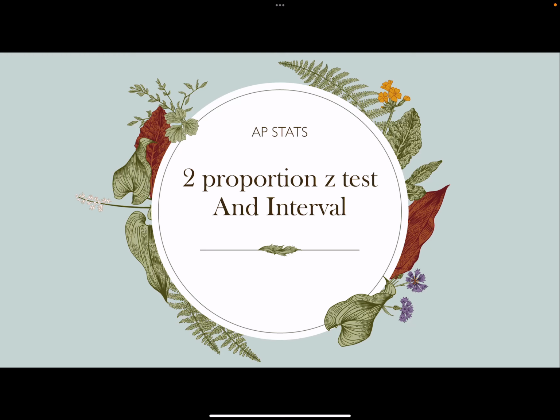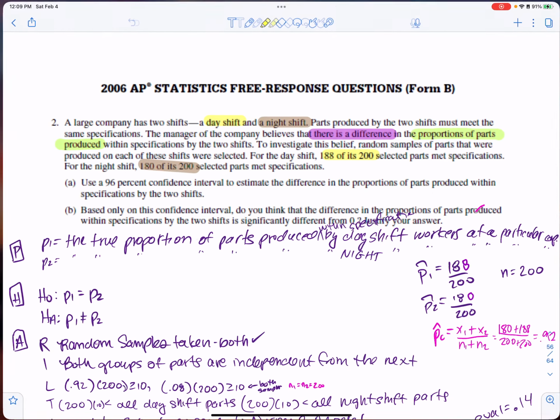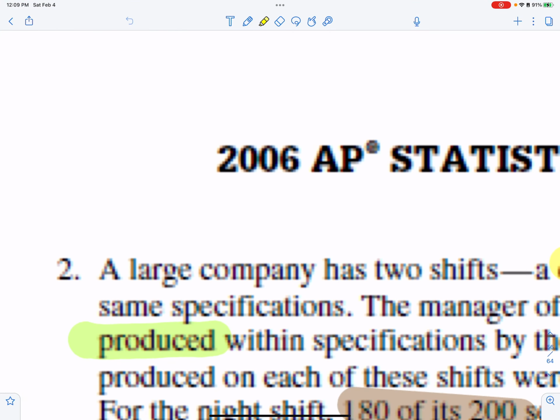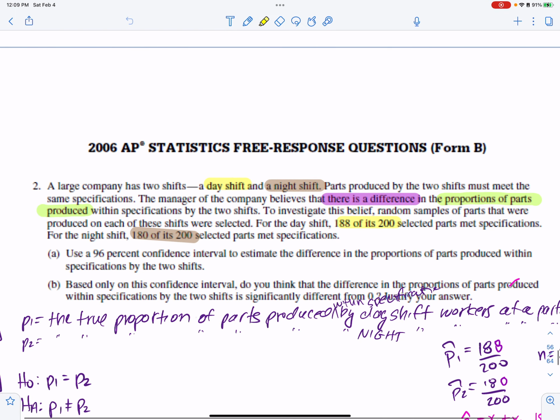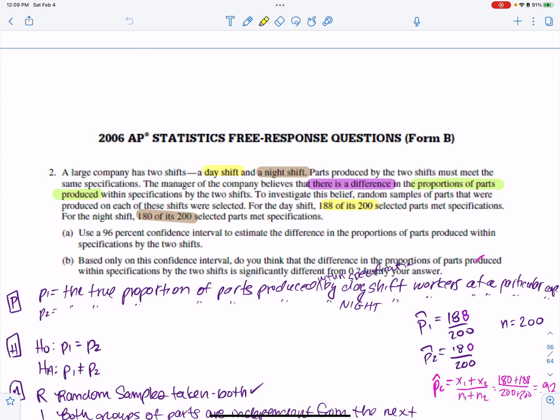Okay, two proportion z-test and interval. I suggest you do these two proportion z-test and interval problems first before you watch the rest of the video so that you can get more feedback. The one I'm going to have you try is 2006 number 2, Form B. If you look that up on the internet, or you can look at it here, just don't look at the answers, and then stop my video, do the problem, and then come back to it.